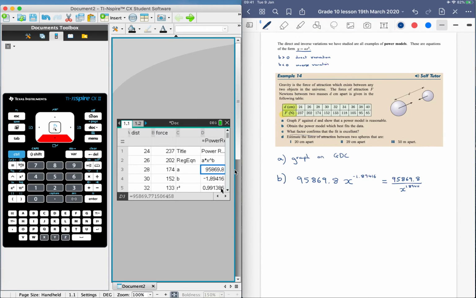Okay, part C then is asking us what factor confirms that the fit is excellent. For this, we're going to look at the R² value, and if it's close to 1, then it's a really good fit. I mean, this couldn't be much closer, so we're saying C R² is equal to 0.991, which implies it's a really good fit.